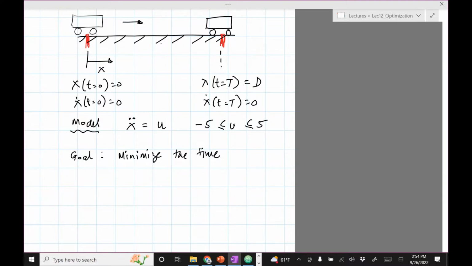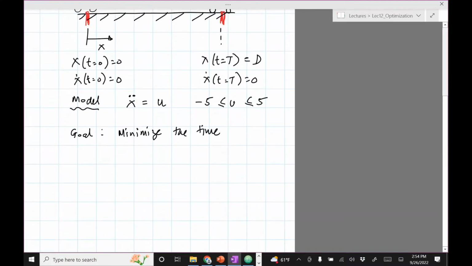So do you know what the solution to that problem is? I can't hear it. Just go 5 for a certain distance and then do -5 and stop, right? Okay, so that's the solution. Let's see if we can get this same solution when we do this using whatever we learned so far.